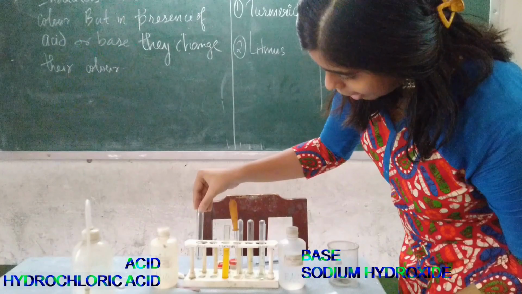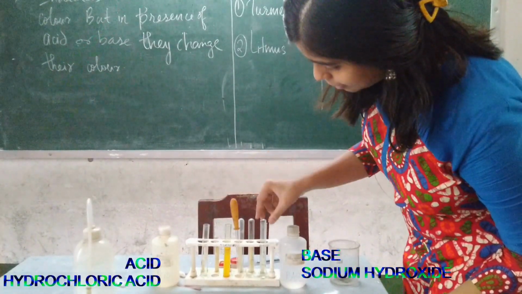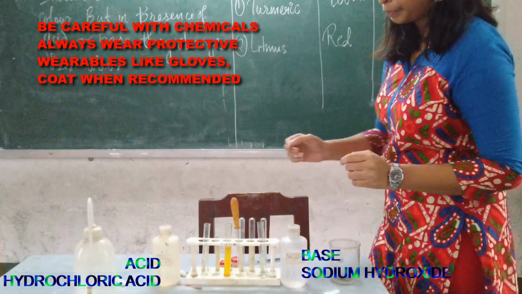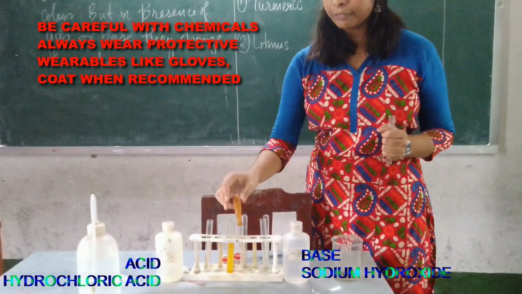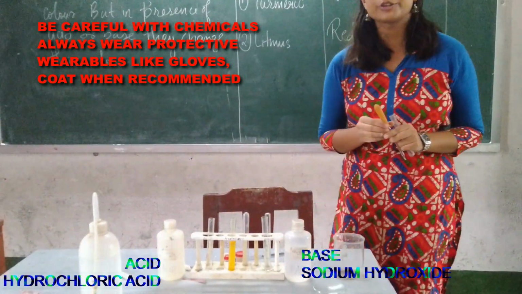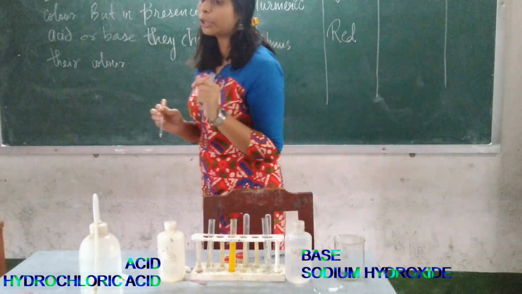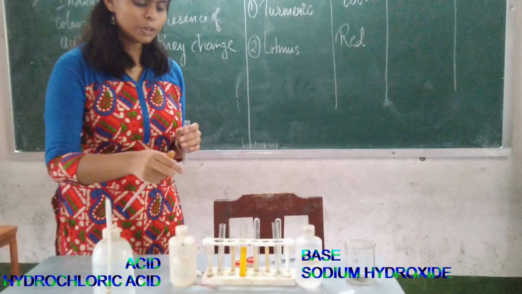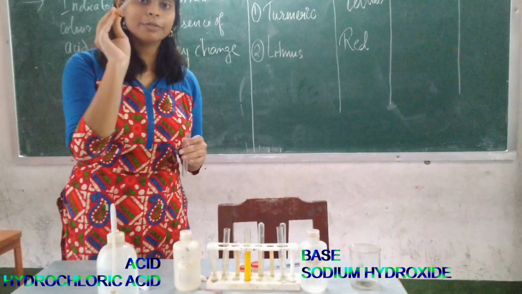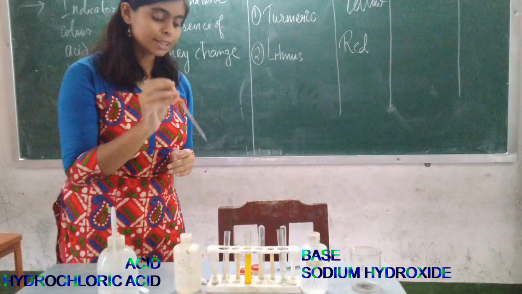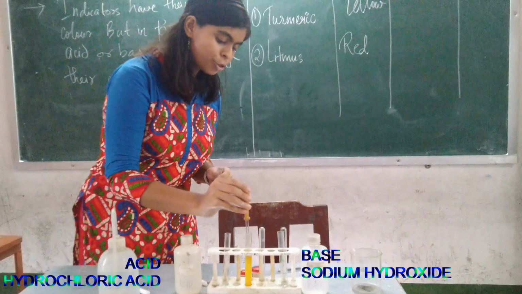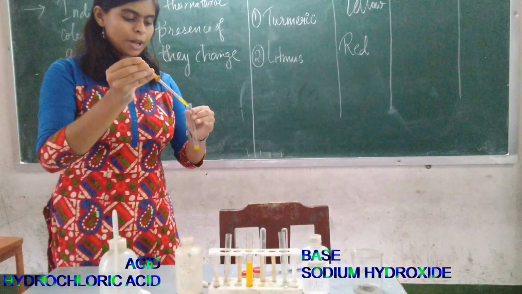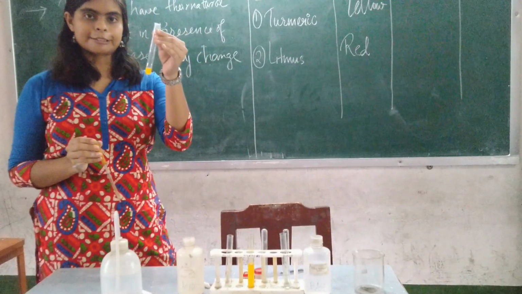I have poured some acid in this test tube, and base in this test tube. Before working with the chemicals, I must warn you to be very careful, because some chemicals are very corrosive in nature. Let's see what color they change. I am taking them with the help of a dropper, because we can't touch them directly. Now I am adding some turmeric in this.